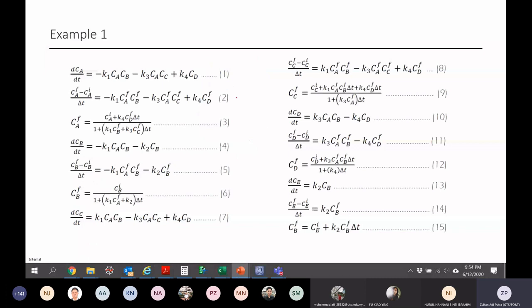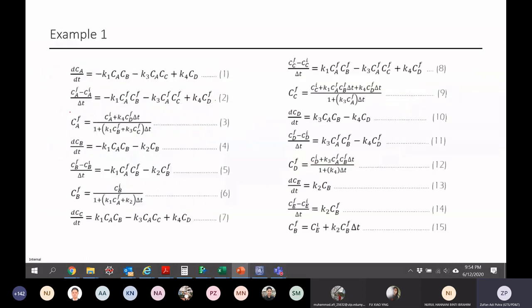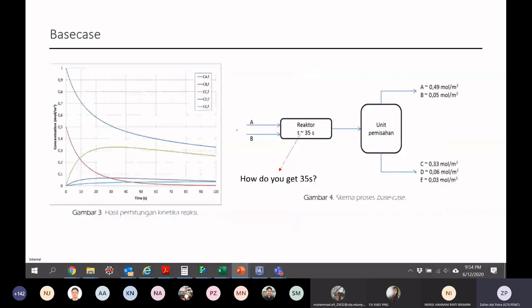So you have all of these rate constants K, and then you can play around here. These are all the kinetic equations that you need to develop, and I make it in Excel. So A and B are the raw materials. C is the product that we would like to have. B can react to make E, the waste. And D is the byproduct that we don't want, because we let the C stay too long in the reactor. So make the equations.